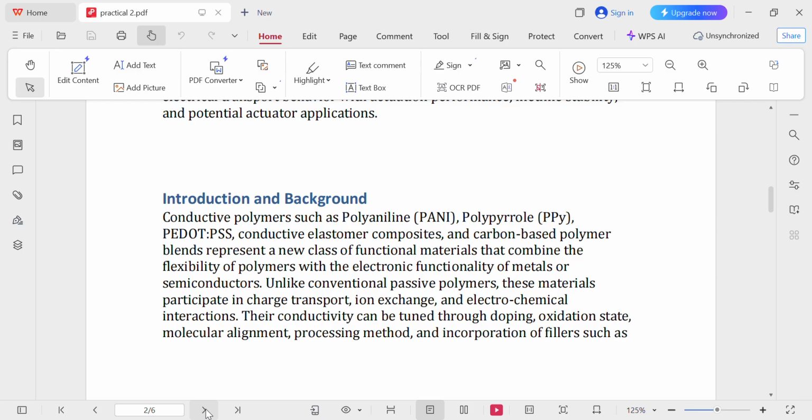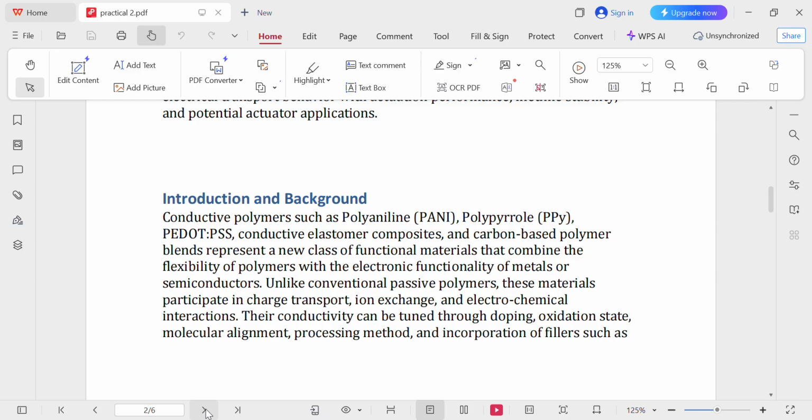Next, the conductivity can be tuned through doping, oxidation state, molecular alignment, processing method, and incorporation of fillers such as carbon nanotubes and graphene. This means the electrical conductivity of these polymers can be increased or adjusted by adding chemicals, changing their chemical state, arranging the molecules properly using different fabrication methods, or adding materials like carbon nanotubes and graphene.